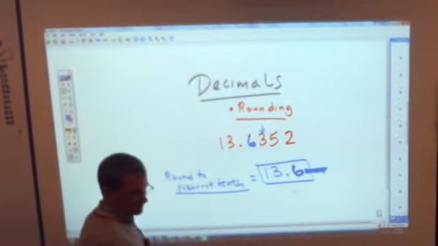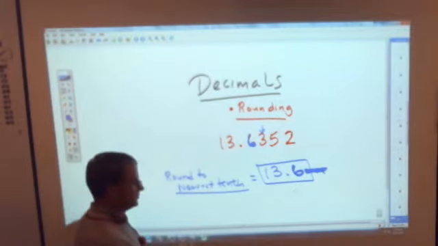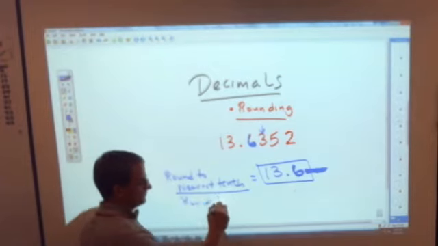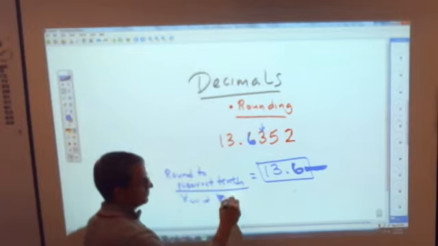Frankie, what was your question? What if we're doing hundredths? Well, let's do that. Let's round it to the nearest hundredth. If I'm rounding it to the hundredths, I'm not sure what's going on with my board here.